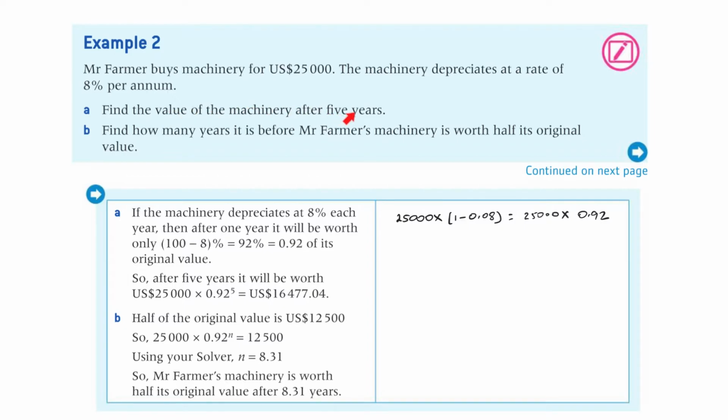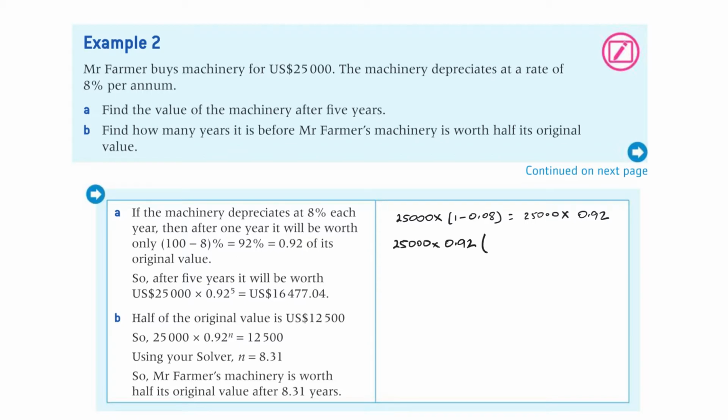Find the value of the machinery after 5 years. So after 5 years, that would be at the end of the 5th year. Let's use this as U1, and we'll call 25,000 U0. So we've got 25,000 times 0.92. That's U1, the end of the first year.